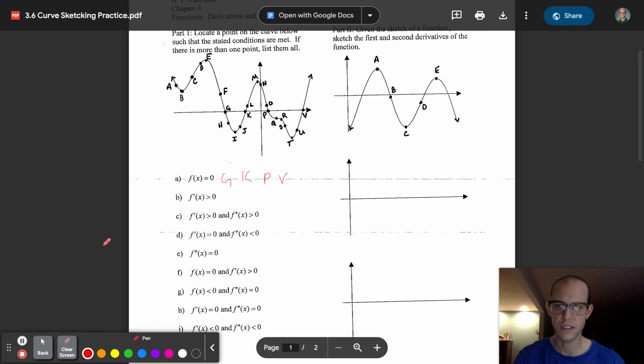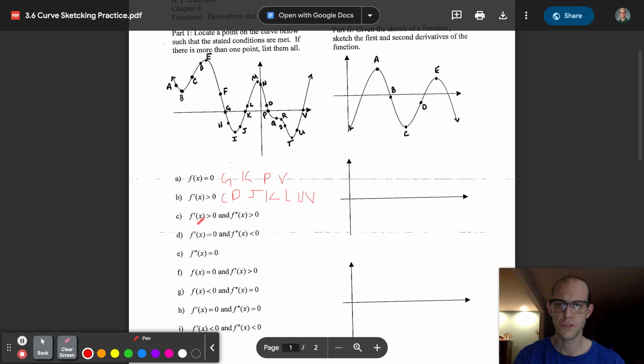For that point to be in there, we would have to look at just to the left of it: is there a point higher? So B and E are not included in this. So C, D, J, K, L, U, and V.